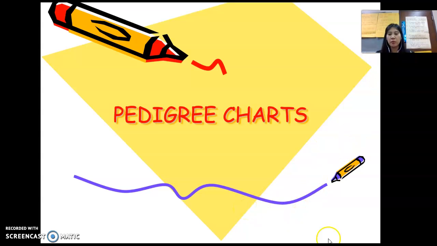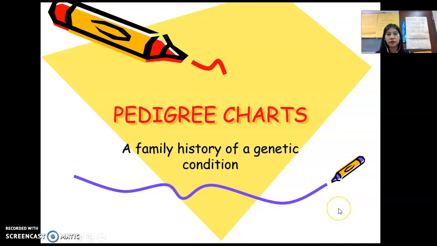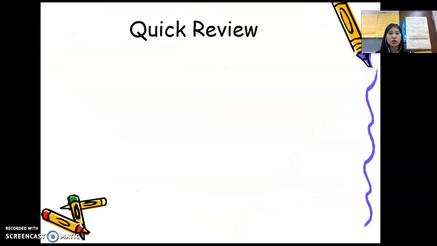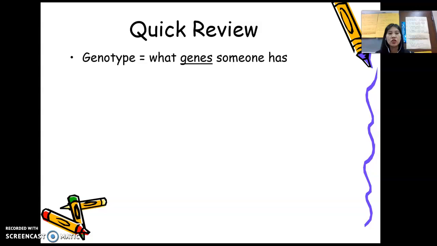So, what is a pedigree chart? Okay, this is a family history of a genetic condition. So, let's have a quick review. Genotype talks about what genes someone has, that is, your actual genes.